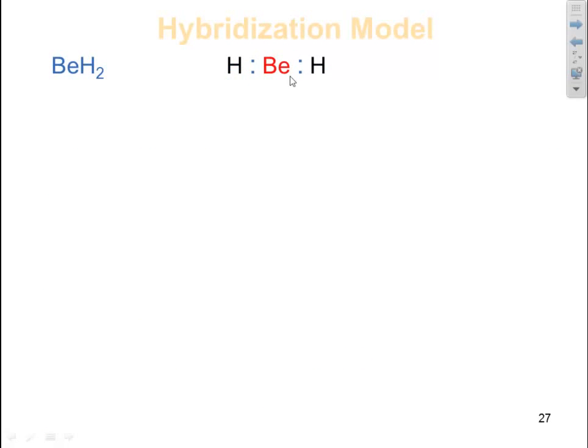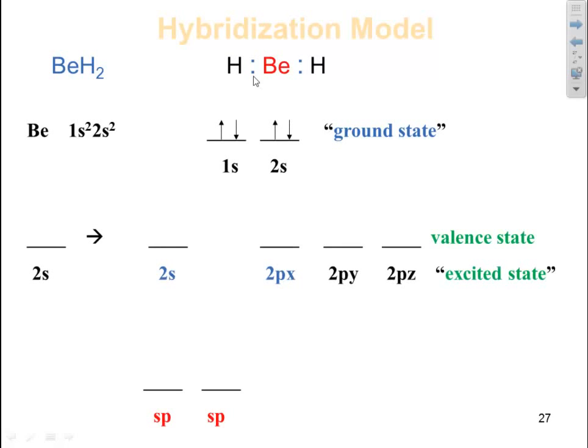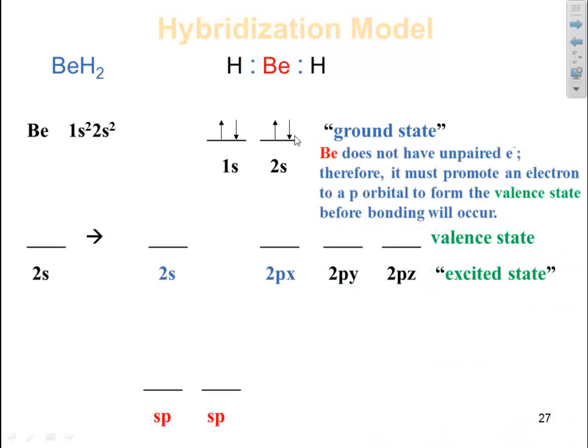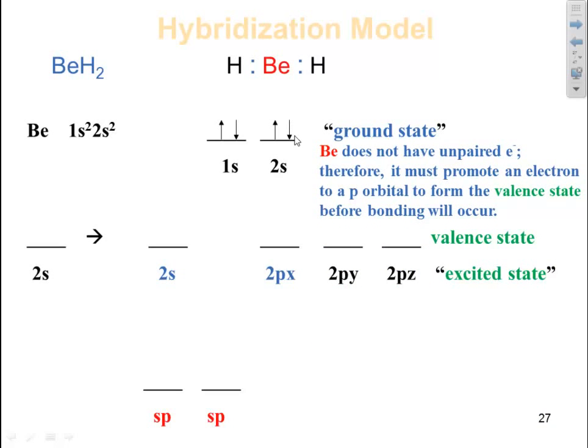So you have your Lewis dot structure here of your beryllium hydride. Beryllium is 1s2, 2s2. So if you look at its ground state electron configuration, it's completely filled. I have 2 in the 1s and 2 in the 2s. So why would it bond with something else? Well, beryllium does not have unpaired electrons. Therefore, it must promote an electron to a p orbital to form the valence state before bonding will occur. So what has happened is the 2 electrons in my 2s promote one of those electrons to the 2px level.